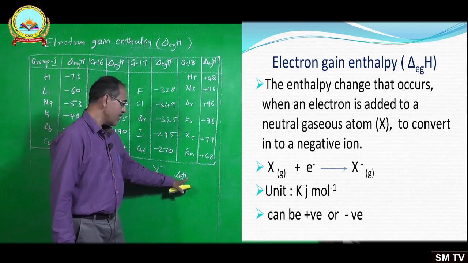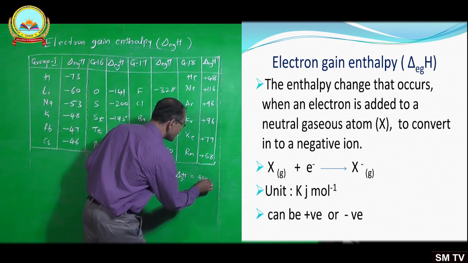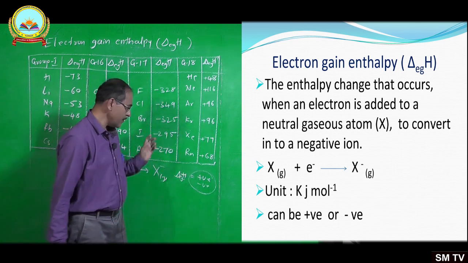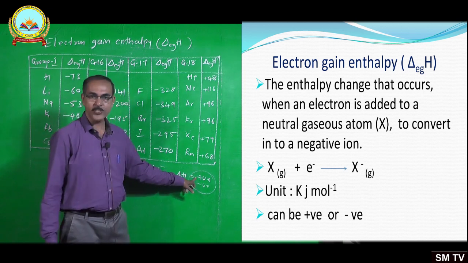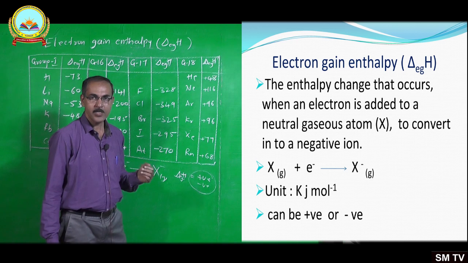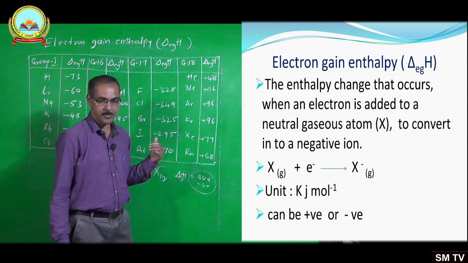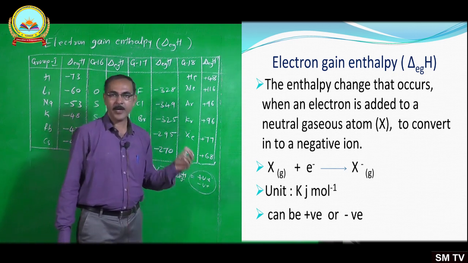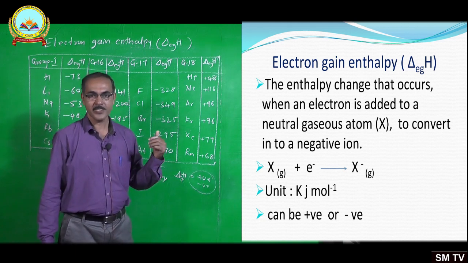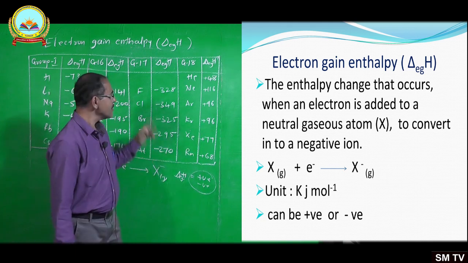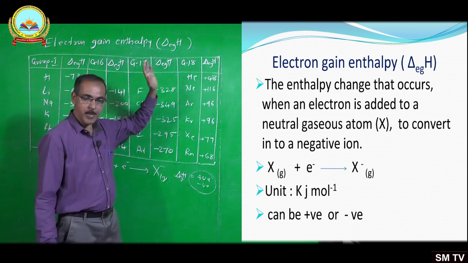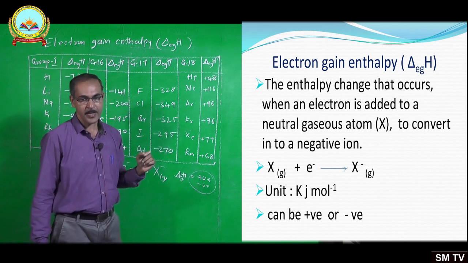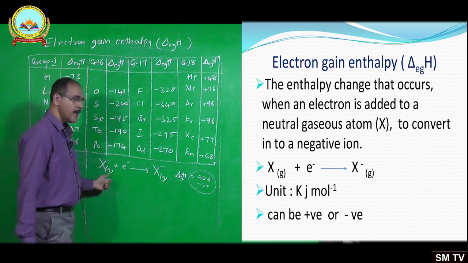Now, ΔH may be a positive or a negative quantity. That means ΔH may be positive, meaning the process is endothermic, or negative, meaning heat is released in the process, or the process is exothermic. So in this process ΔH can be positive or negative based on the nature of the atom to which you have added the electron.